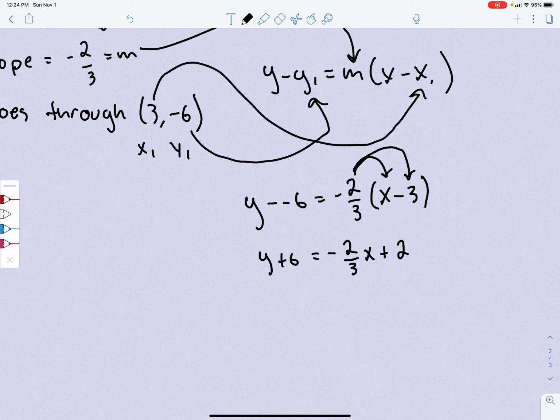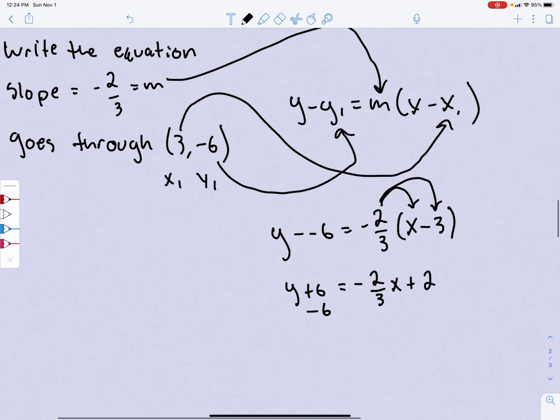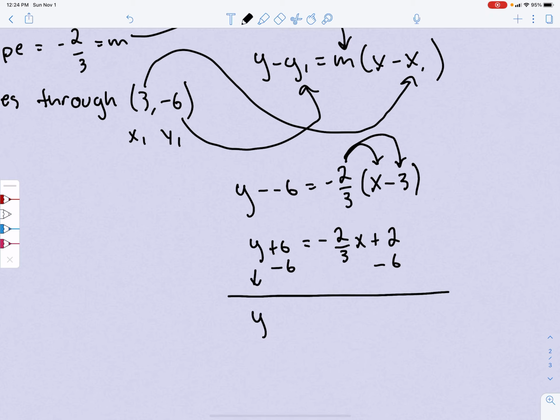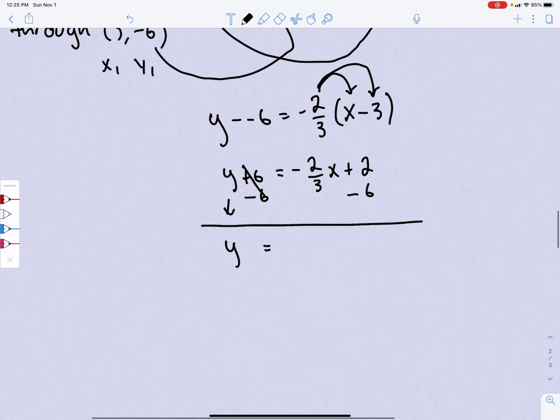Then again, lastly, I have to get the y by itself because we want this in y equals. So I need this by itself, which means I need to move this. So I'm going to subtract 6 because when I'm moving from one side to the other, we know we do the opposite. And I have to subtract 6 from over here again because we have to subtract it from the number. We can't subtract it from something that has an x on it. Once I do that, I'm going to bring everything down. So that's y, those cancel, is equal to negative 2/3 x, and then 2 minus 6 would be minus 4, and there would be my answer.